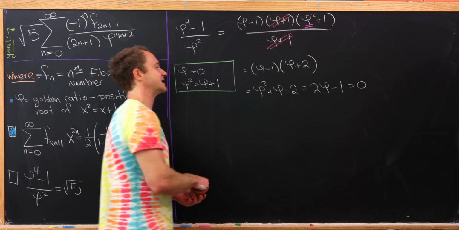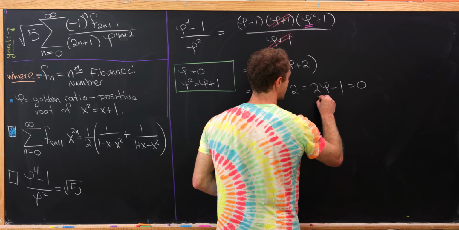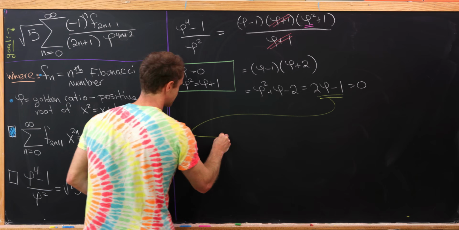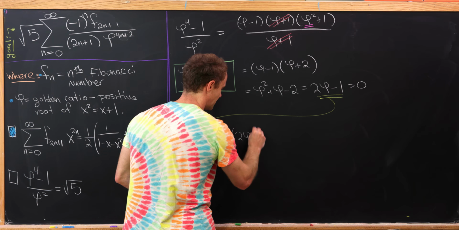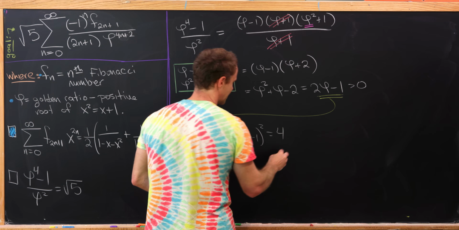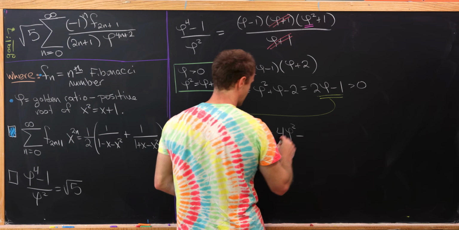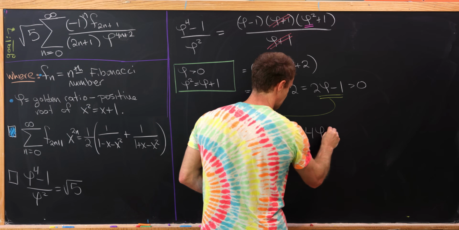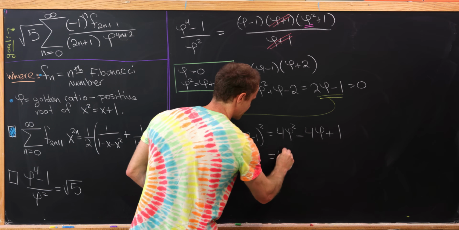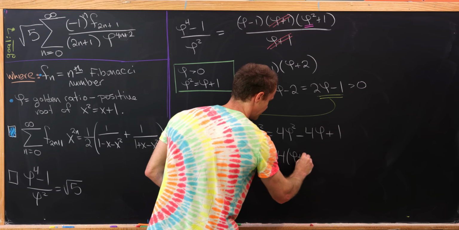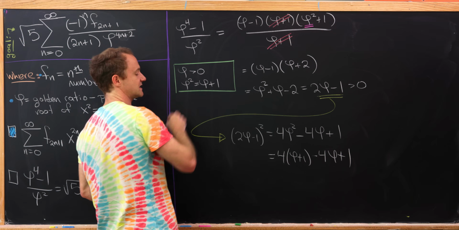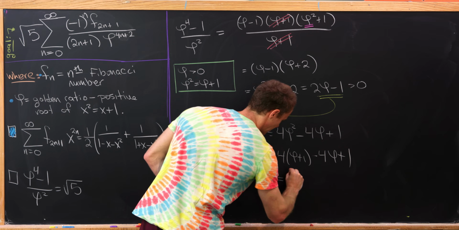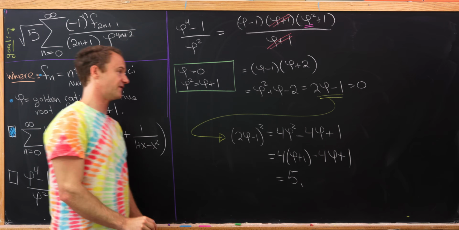Well, we're going to simply square it and show that we get 5. So let's take 2 phi minus 1 squared. That squares to 4 phi squared minus 4 times phi plus 1. But now this is going to be 4 times phi plus 1 minus 4 phi plus 1. Again, using this. Oh, but check it out. All of the phi's cancel and we get 5.